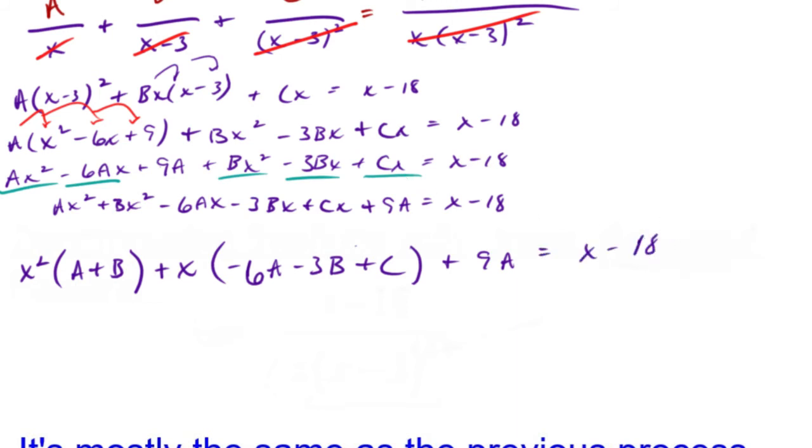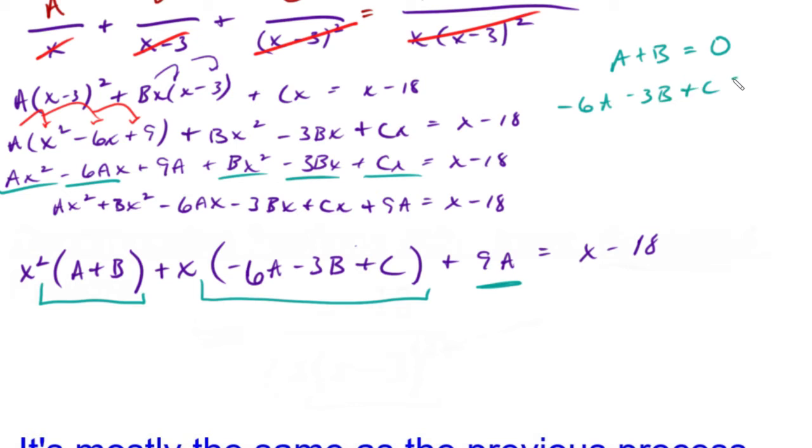And here's where the magic happens. Now we're able to compare. This is the quantity of x squareds we have, this is the quantity of x's we have, and this is the quantity of number by itself, like constants we have. Do we have any x squareds over here? No, we don't. We have x minus 18. So I know that a plus b, since it's depicting the number of x squareds we have, has to be 0. Then I know that we have 1x, so this whole thing here has to be 1. Negative 6a minus 3b plus c equals 1.